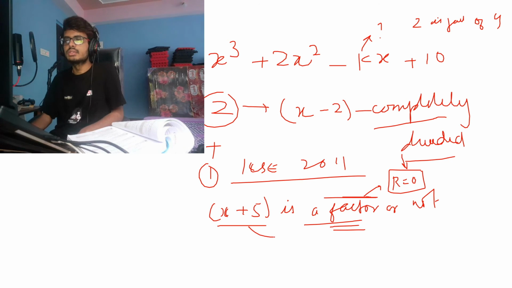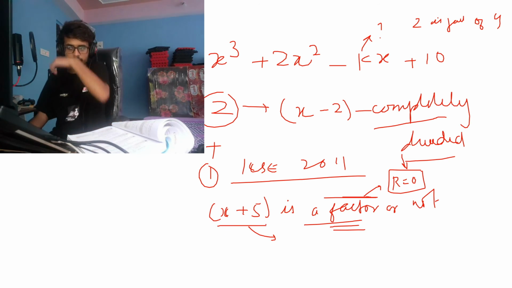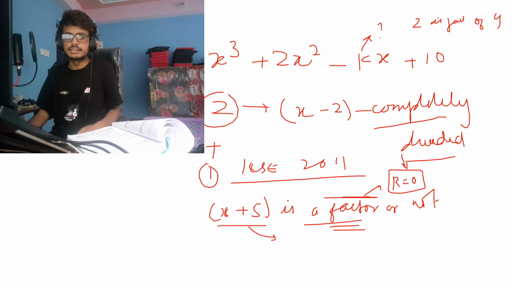So now you can use the long division method, right? Put the value of k there. K is 13, right? Put the value here as 13, then divide it by x plus 5 and check whether you get a remainder or not, and tell me the answer. I'll give you 2 more minutes for this.